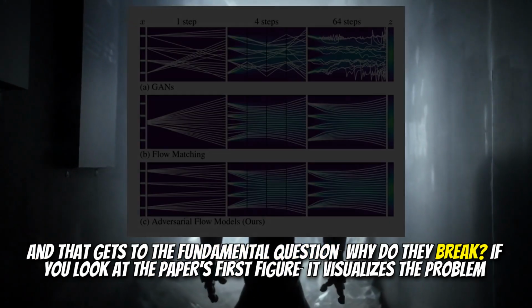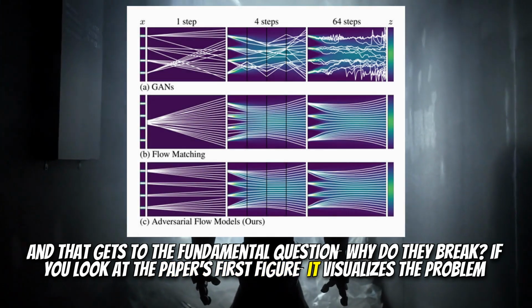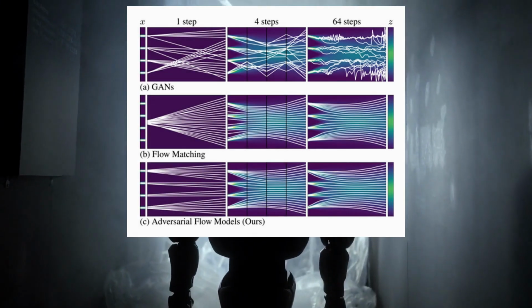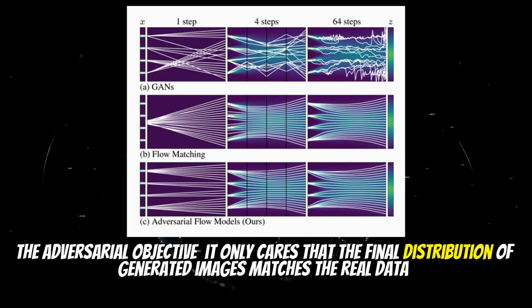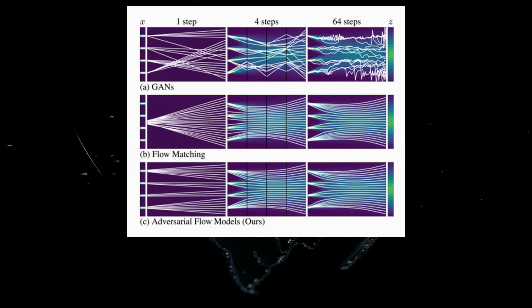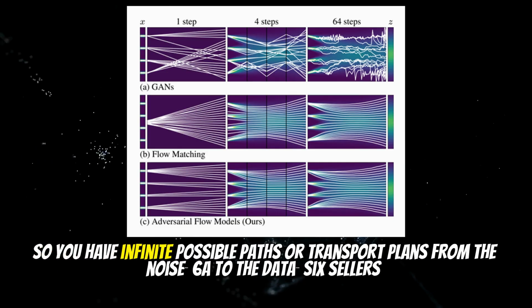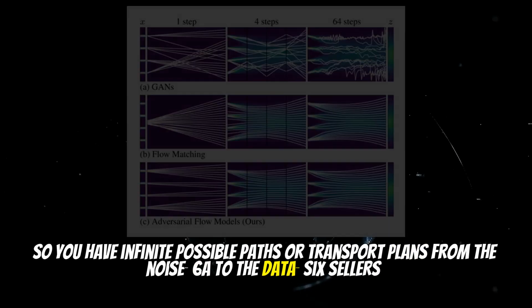And that gets to the fundamental question. Why do they break? If you look at the paper's first figure, it visualizes the problem perfectly. The adversarial objective only cares that the final distribution of generated images matches the real data. It doesn't care how it gets there. It doesn't care at all. So you have infinite possible paths, or transport plans, from the noise to the data.